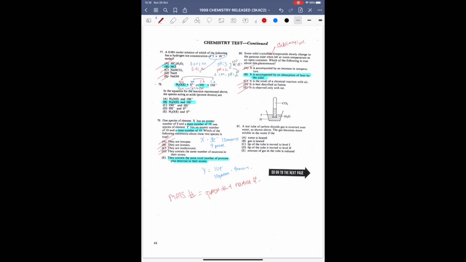So when it absorbs heat, it receives energy, so it can free those atoms or those particles easily. So it should be B.